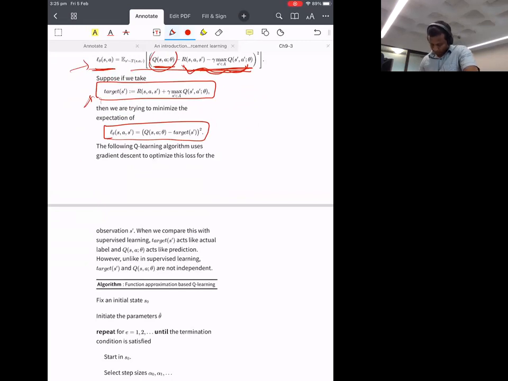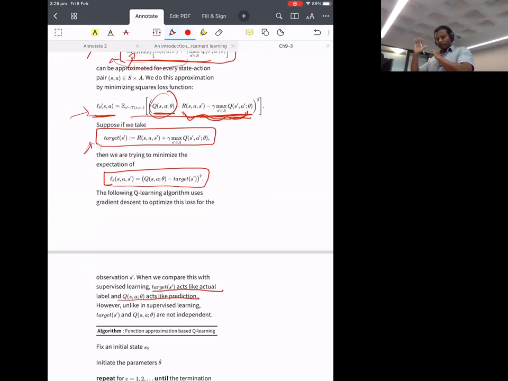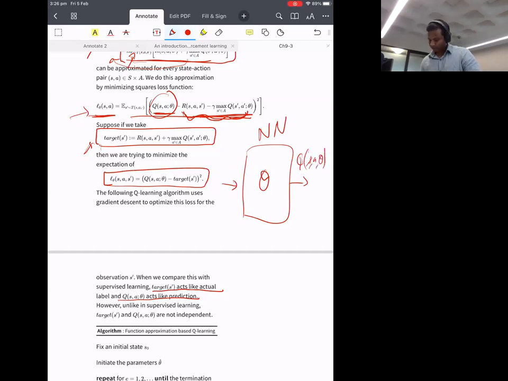And this is whatever I just explained. That is what I'm saying here. The target of S prime acts like an actual label, while the left side quantity acts like a prediction. When you apply gradient descent, we need to compute the gradient of the loss function. We know that our theta controls the prediction function, this neural network. This is the theta. This is the output. This is Q(S, A, theta), okay?